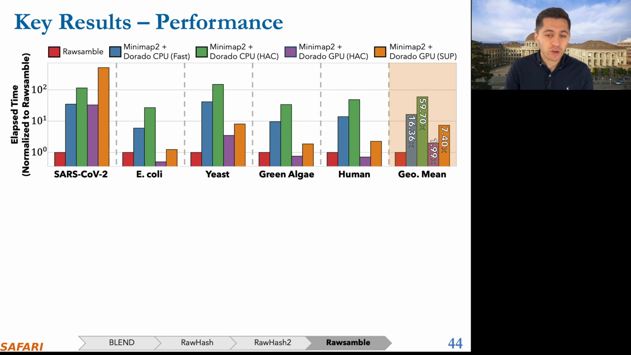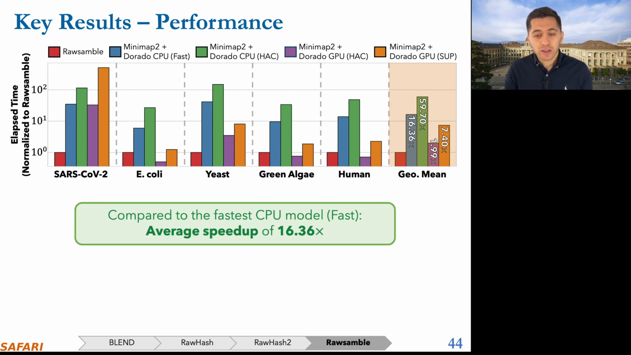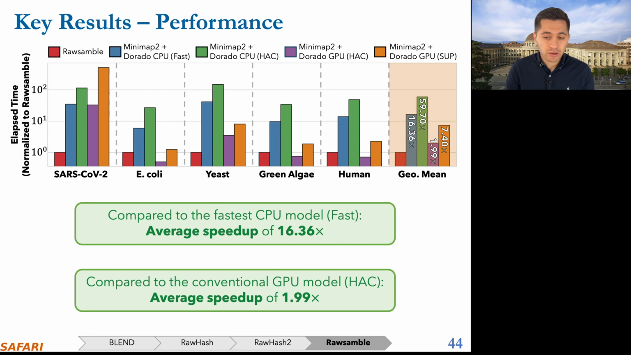The y-axis shows runtimes normalized to Rawsamble's runtime across different datasets on the x-axis. We find that Rawsamble provides an average speedup of 16 times compared to the configuration when using Dorado's fastest CPU model, and an average speedup of 2 times compared to the configuration when using Dorado's conventional GPU model.